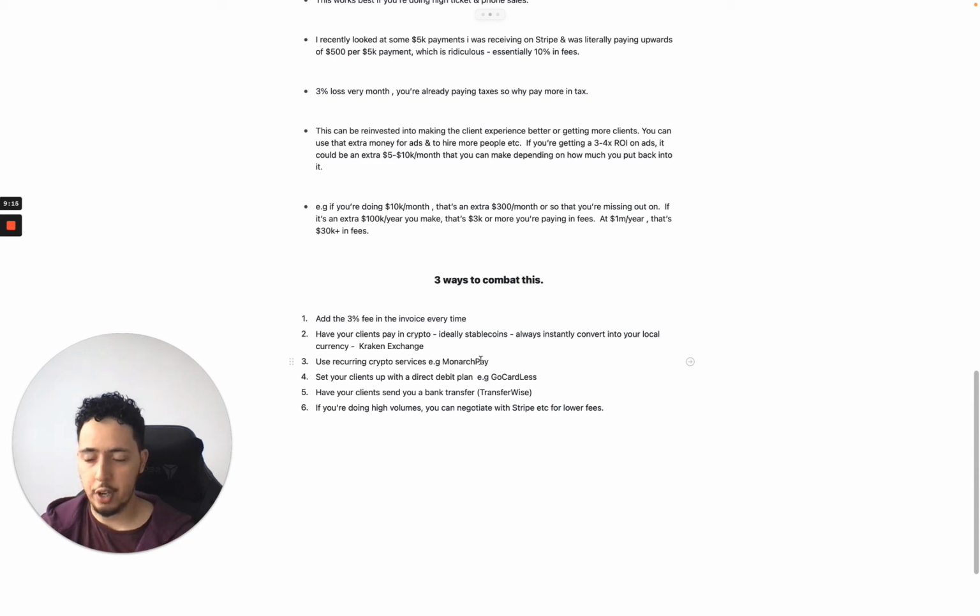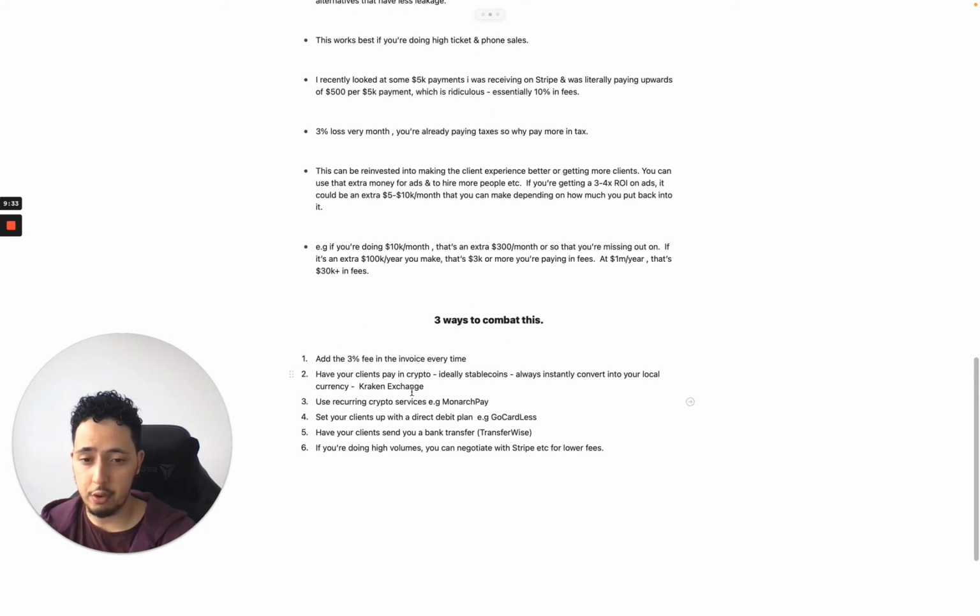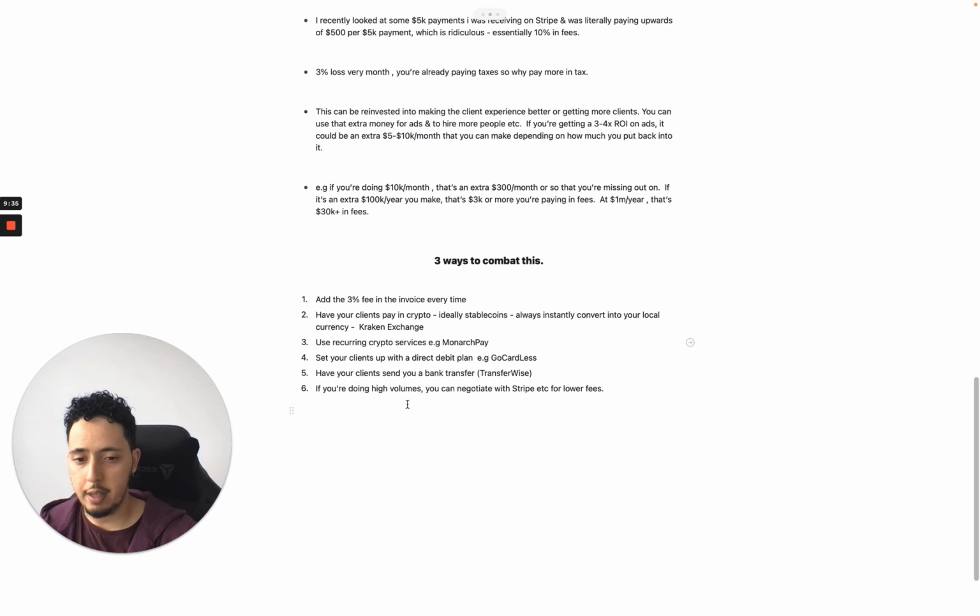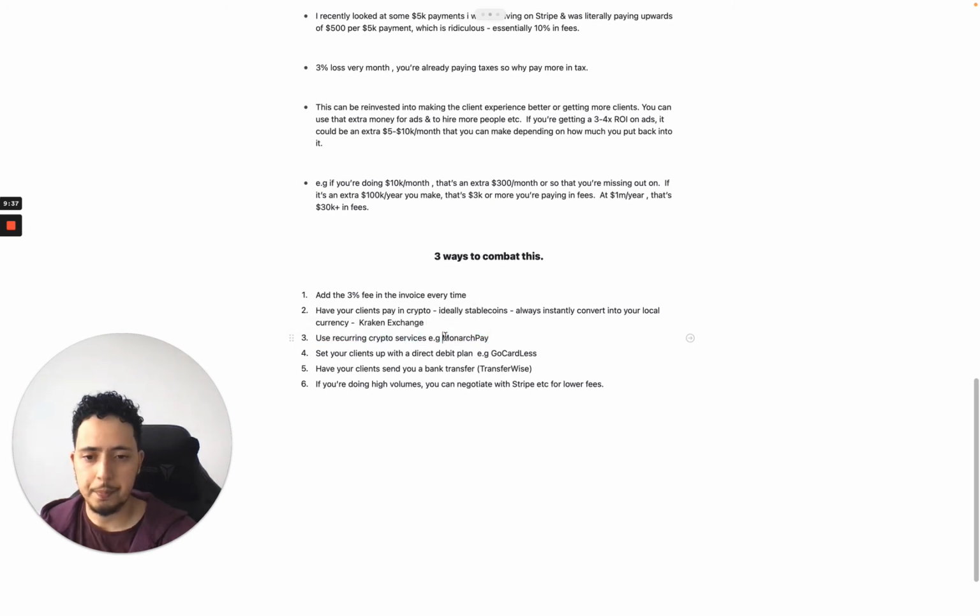I haven't tried it out yet because I don't want to receive too many crypto payments, honestly, because you have to deal with the conversion and then transfer it to your bank account each time, which can be annoying. But I am going to be testing this one out. So this is another way you can do it, which is receiving recurring crypto payments. You're going to have to research this a little bit more.